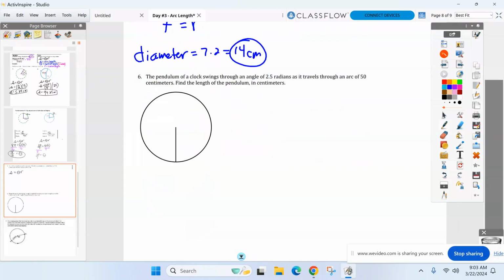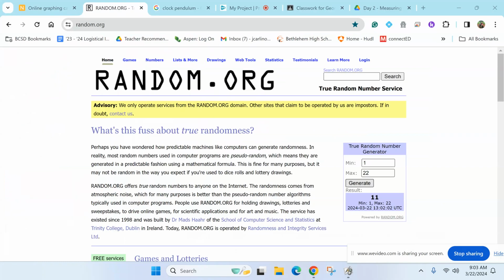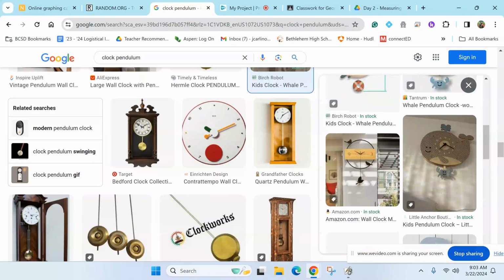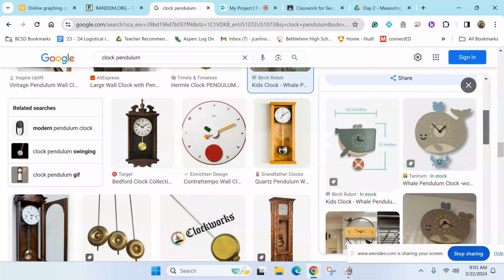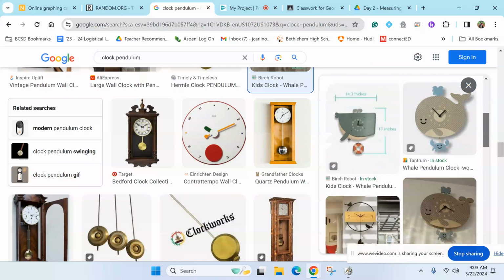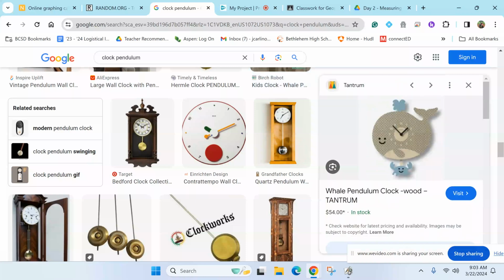Pendulum. Do we have to go over pendulum? Anybody familiar? We good? Pendulum. You can even get creative here. We found this last period, this cute whale with the little crab as the pendulum, or the little life raft, if you want, as the pendulum.